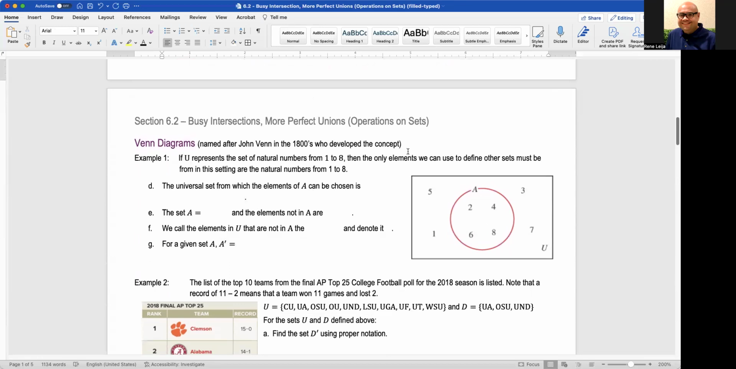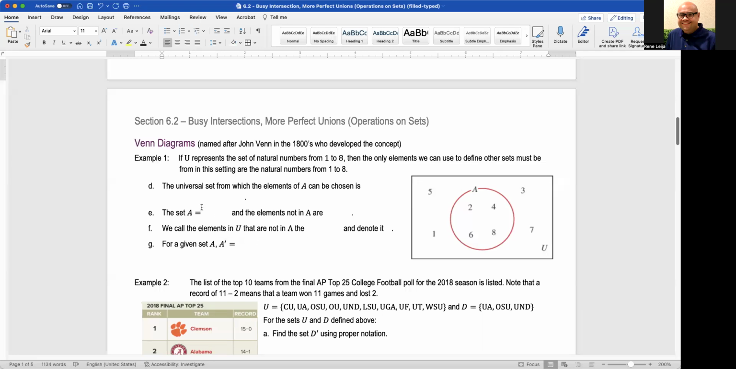Now, let's look at this first example where we start to talk about Venn diagrams. So hold on just a second. Okay. I don't know if it really paused it or not.